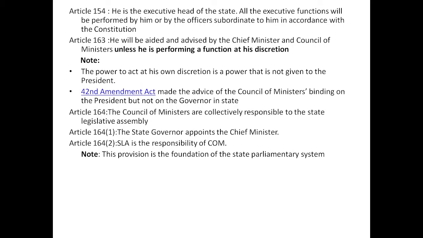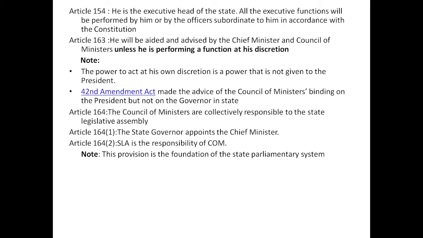Now we will be seeing the next article, 164. This is the most important topic in relation to the Governor and the State Legislative Assembly. The Council of Ministers is responsible to the State Legislative Assembly. The State Governor appoints the Chief Minister, and ultimately the CM will recommend to the Governor to appoint the other Council of Ministers, and those Council of Ministers are responsible to the State Legislative Assembly, right?